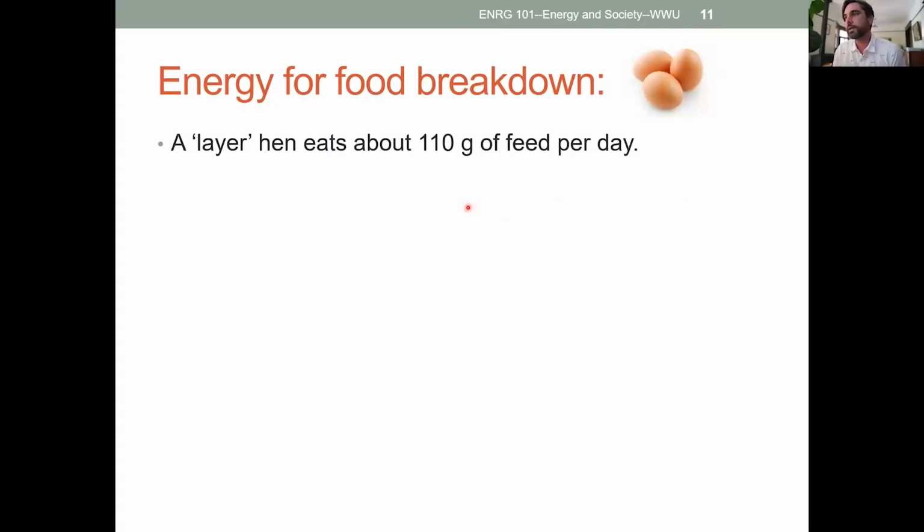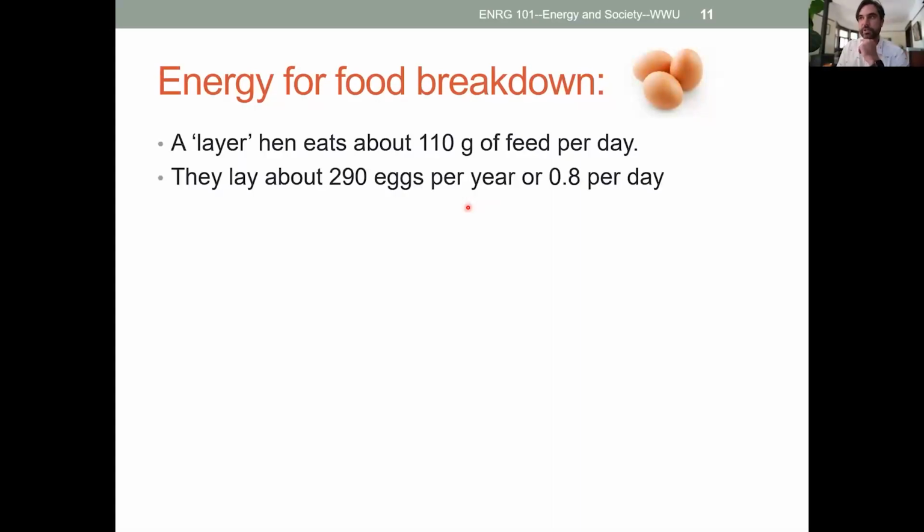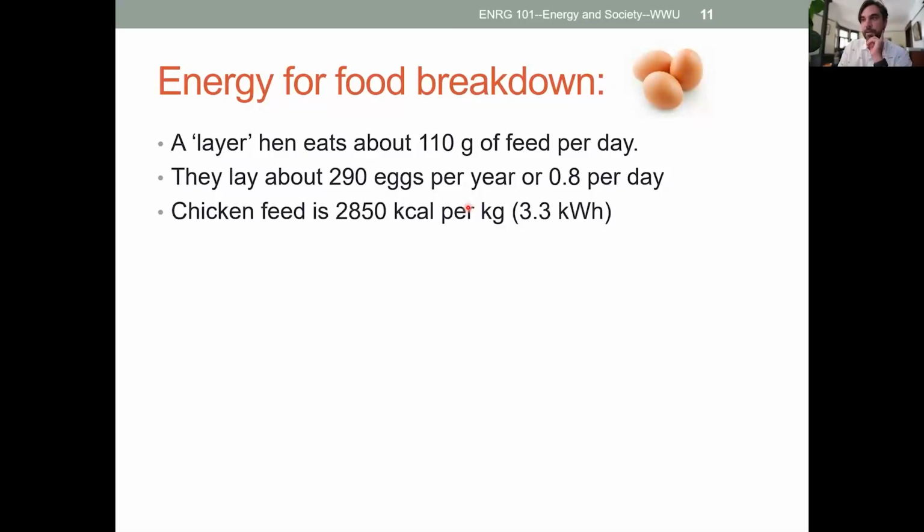Okay, now let's say you eat eggs. A layer hen eats about 110 grams of feed per day. They lay about 290 eggs per year, 365 days per year, so this is a little less than 1 egg per day. It's 0.8 eggs per day. And you need to put energy into that chicken to make it work. Chicken feed is 2850 kilocalories per kilogram, so it's about 3.3 kilowatt hours per kilogram of feed.